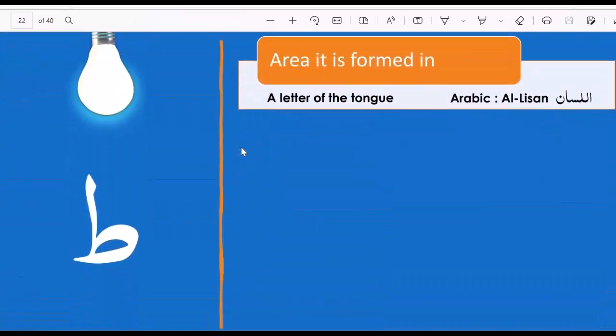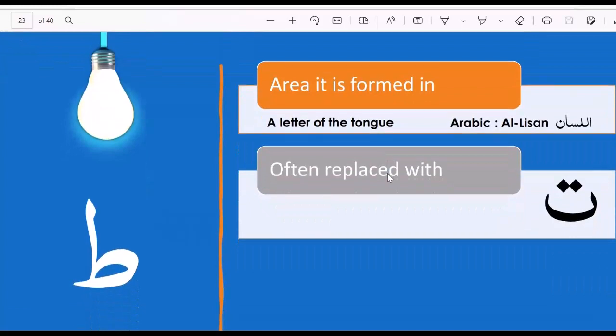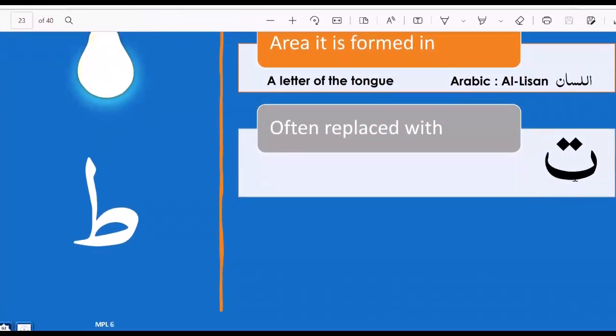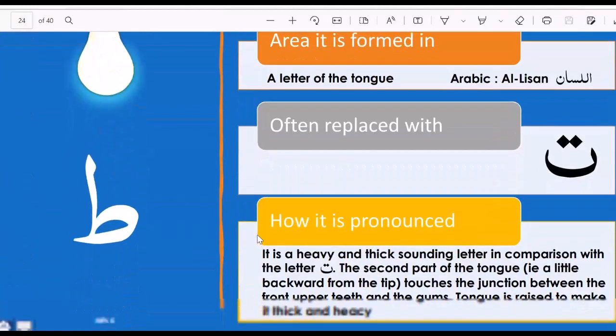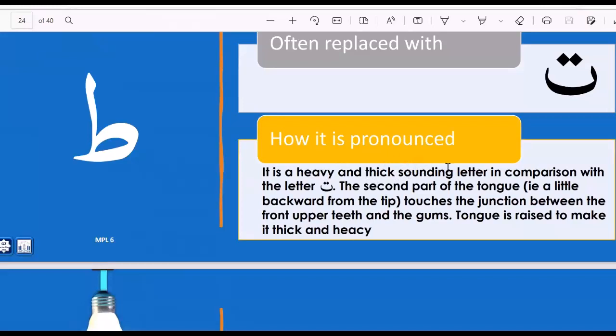It's the area it is formed in. It's a letter of the tongue. It's different from the other letter Ta. There's a difference between how you pronounce the two. The heavy letter is more round and it's pronounced using your tongue. It is a heavy and thick sounding letter. The second part of the tongue, a little backward from the tip, touches the junction between the front upper teeth and the gums. The tongue is raised to make it thick and heavy.